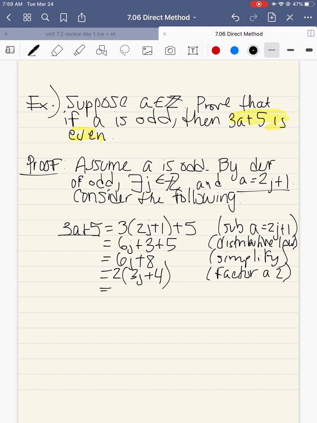Now I'm going to do something that's probably not intuitive, but once we continue with these proof methods, you'll get used to the idea of doing this. We're subbing in another variable, and we're letting that variable be equal to the quantity that we're left with after we've factored. So now I've worked the statement 3a plus 5 into the statement 2m. And now this looks like the definition of even. However, there's one piece that we need to include.